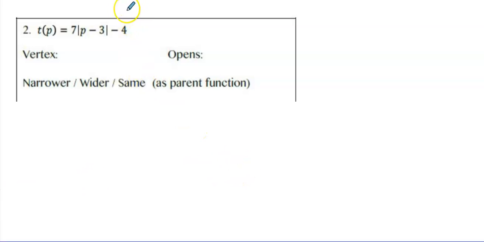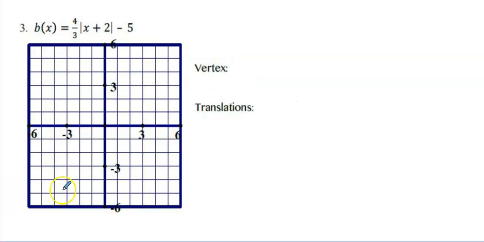Number 2, here we have a vertex at 3 and negative 4. It opens up, a value is positive, and here the a value is greater than 1, so again this one would also be narrower and taller than the parent function.